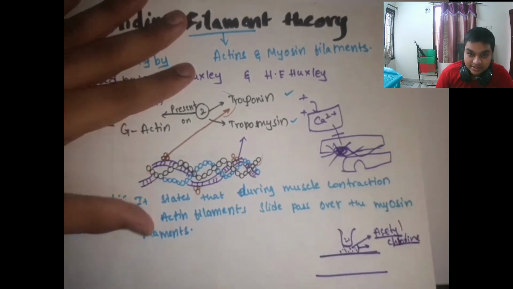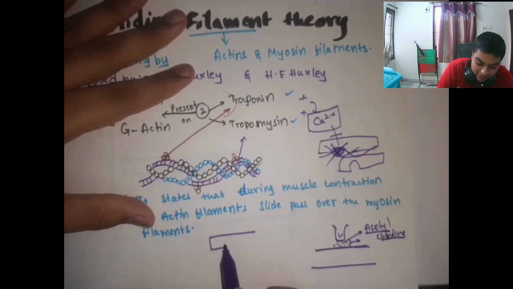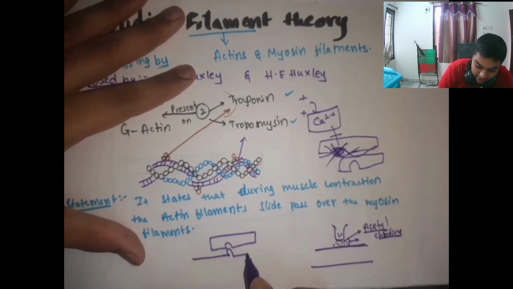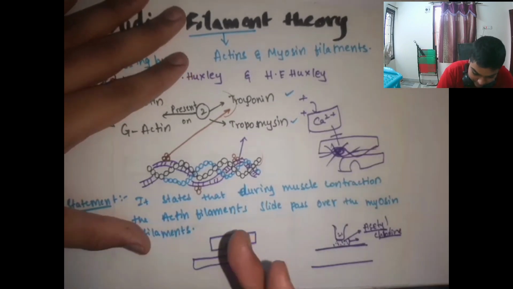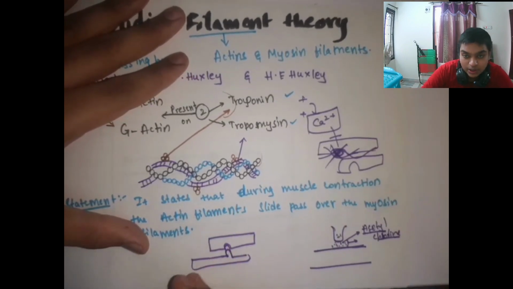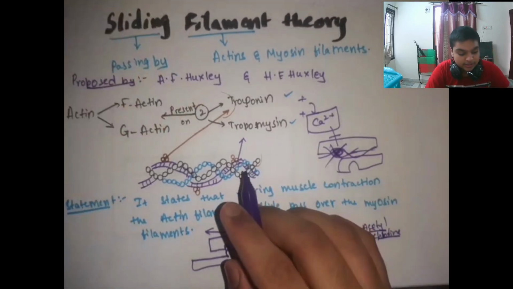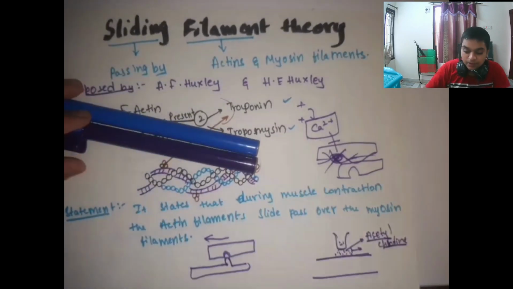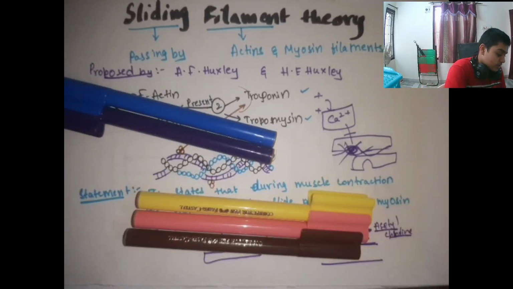Now what happens is, see this actin, this is myosin, this is the head of myosin. Now this head of myosin binds with the actin and pulls the actin towards it, like this. See, let me tell you. I am giving a basic explanation about this. Let me tell you once, wait.